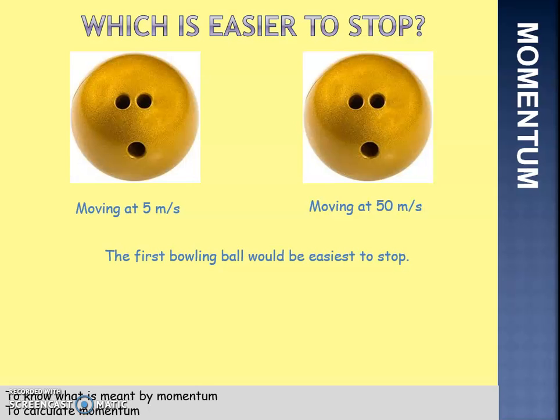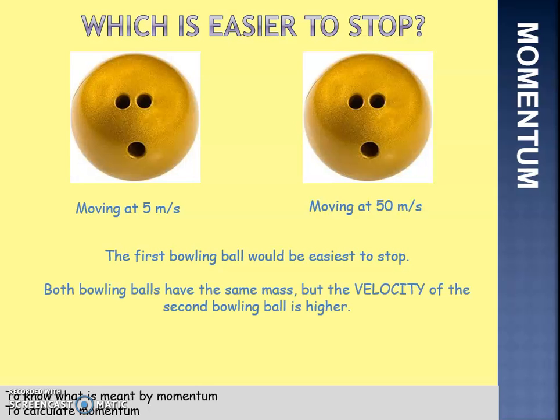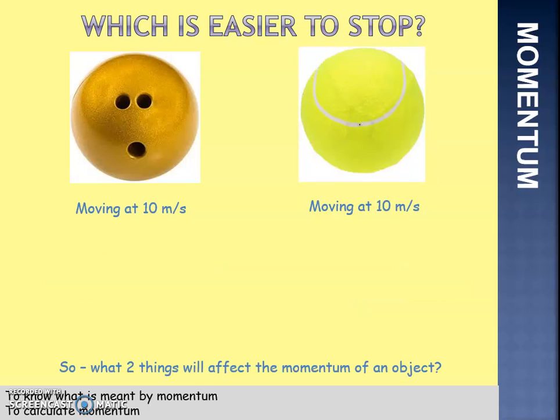Okay, so the first bowling ball, the bowling ball moving at 5 meters per second, would be the easiest to stop. Now, both bowling balls have got the same mass, but the velocity of the second bowling ball is a lot higher. We'd say the second bowling ball has got more momentum. Okay, so it's the first time we're using this word momentum. We can see both balls have the same mass, but because that has the higher velocity, it's got more momentum.